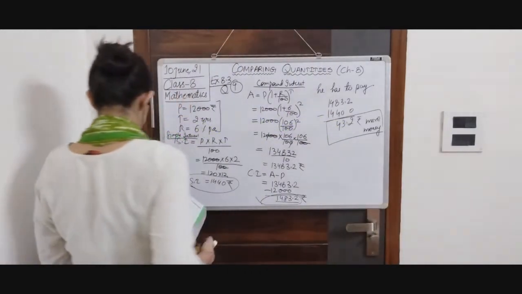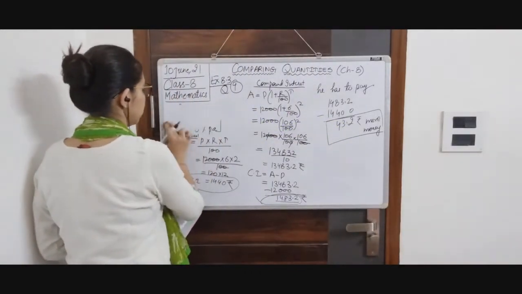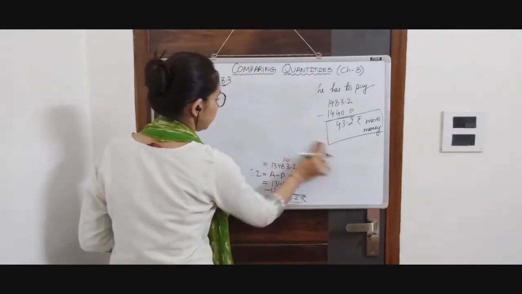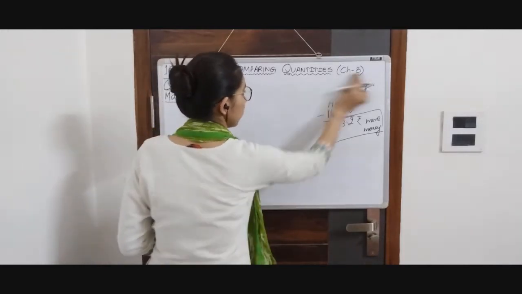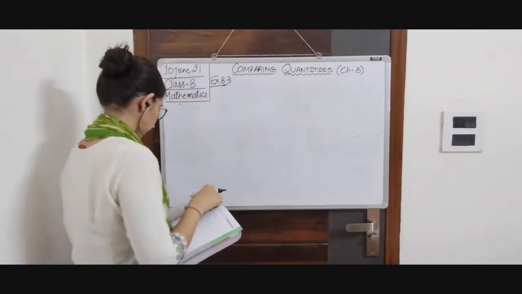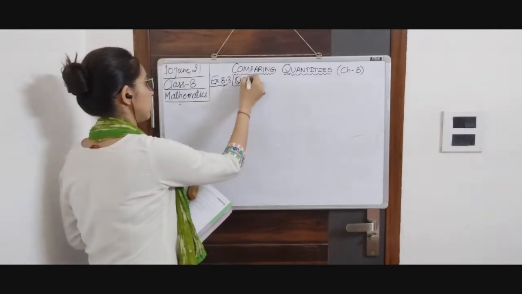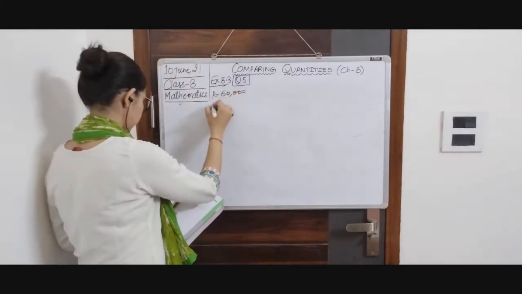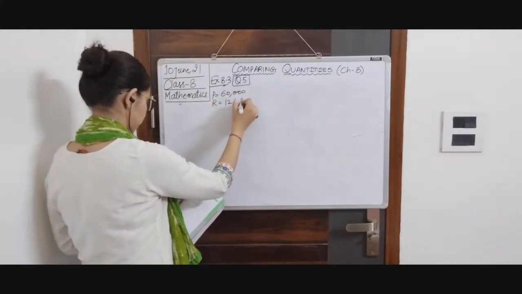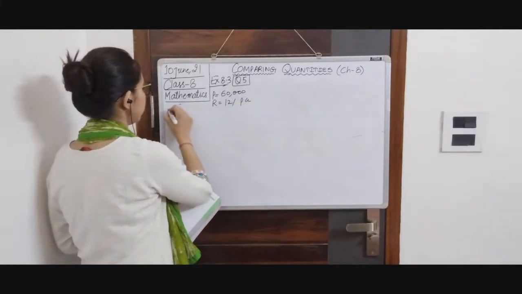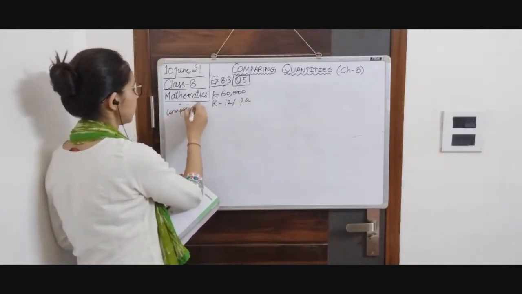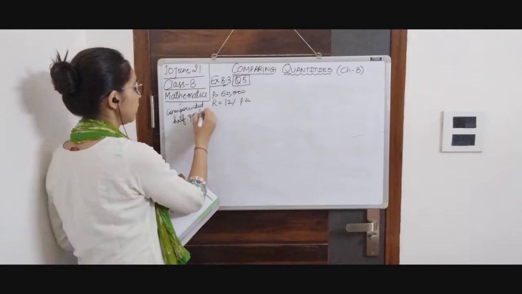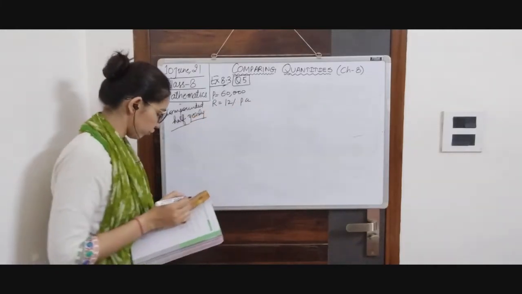Question number 5 says that Vasudevan invested rupees 60,000. So P, your principal, is 60,000, at rate 12% per annum, compounded half yearly. Compounded half yearly means your rate and your time should be in half years, not in annum. We have to change that.